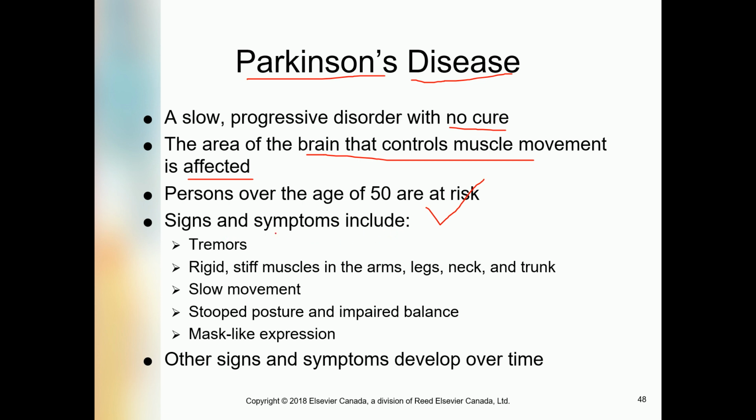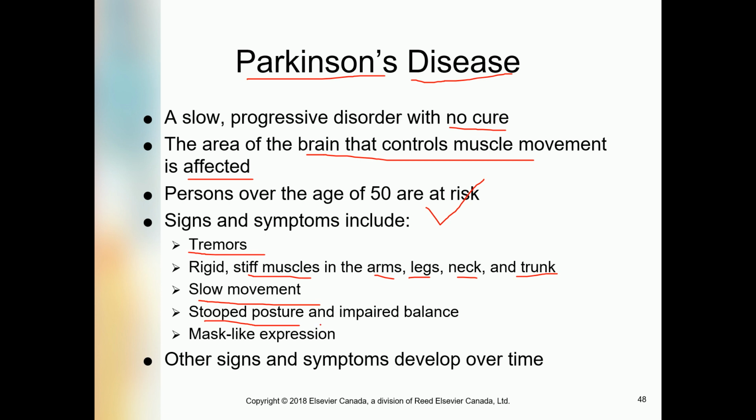Signs and symptoms of Parkinson's disease include tremors. Another word for tremors is shaking, hand shaking, as I told you. The hand is not stabilized. Rigid, stiff muscle. Sometimes the muscle becomes stiff and rigid in the arm, leg, neck, and trunk. Trunk means abdomen, the body. Neck, you know what is neck. And legs and arms. All these parts, the muscles are stiff. Slow movement. People cannot have good coordination in the movement. Stoop posture. People's backbone is a little bit stooped.